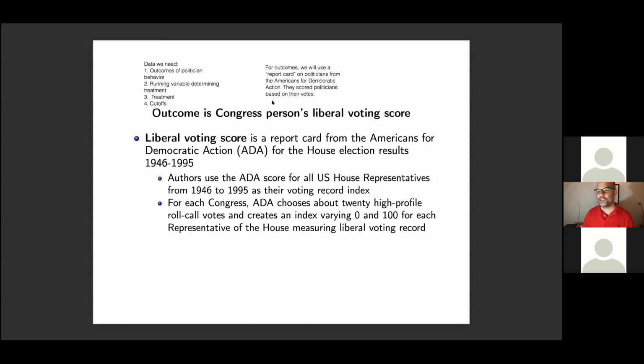They scored politicians based on their votes. So the context that we're going to look at is the House of Representatives elections. In the United States, we have the executive branch, which is the president. We have the legislative branch of government, which is Senate, Congress. They make laws. They enforce laws.